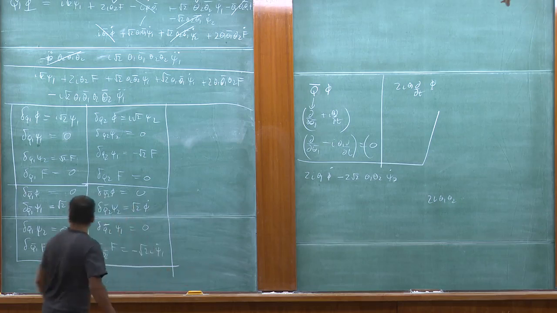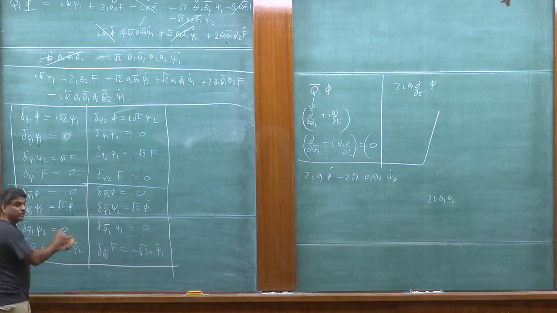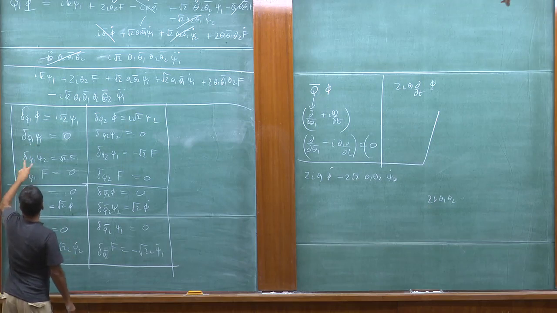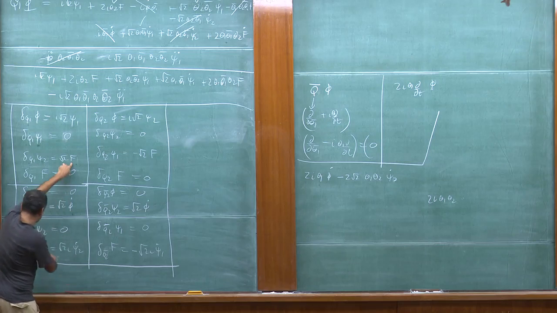Okay, all good? What about psi 2? Very similar. Q1 bar on psi 2 is 0, so we only have to look at Q1 bar Q1. I mean, first act with Q1. So we get square root 2 f, and then act on square root 2 f with Q1 bar, which is square root 2 i psi 2.